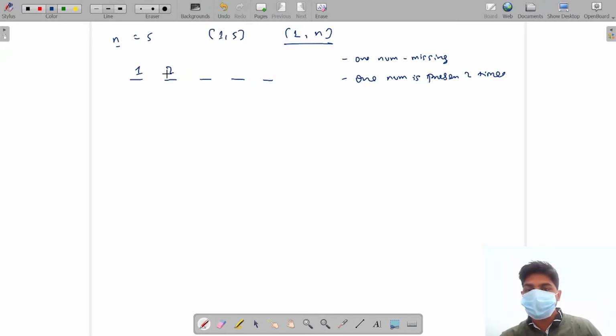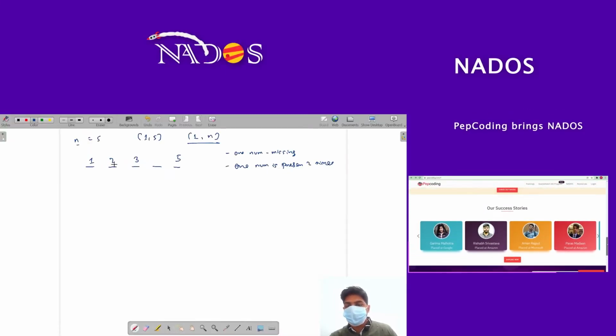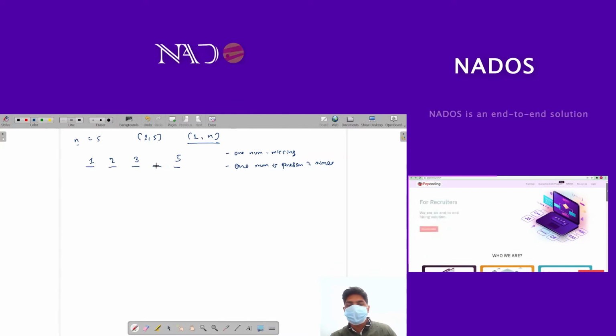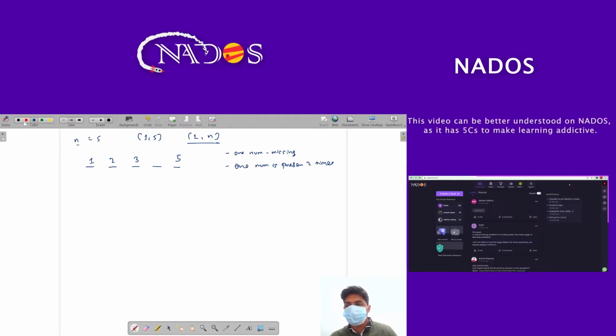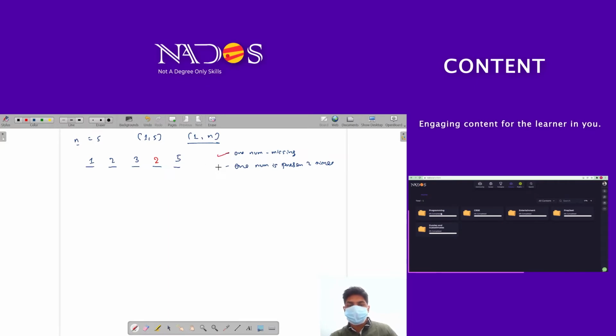So 1 is given to us, 2 is given to us, 3 is given to us, and let's suppose that 4 is not given to us since one number will be missing, and 5 is given to us. Okay, and one number will be present multiple times. So any one of these 1, 2, 3 and 5 can be present two times. So for now, let's suppose 2 is present two times. Okay, so this will be given to us.